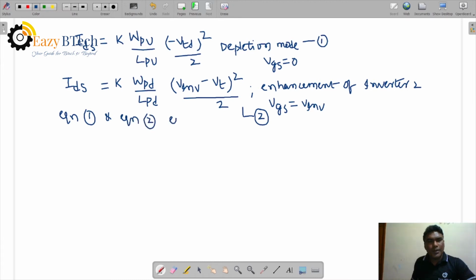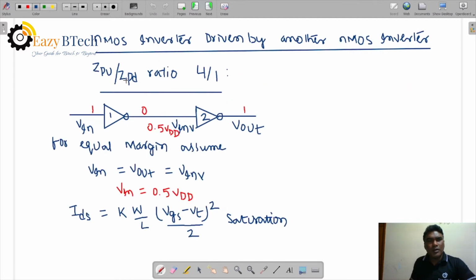Equating equation 1 and equation 2 and substituting this V inverter, we derive the pull up to pull down ratio. For equal margins, V in is equal to V out is equal to V inverter, which is 0.5 VDD. Assuming we substitute this V inverter value, we can then derive the first inverter's pull up to pull down ratio directly from this second inverter.